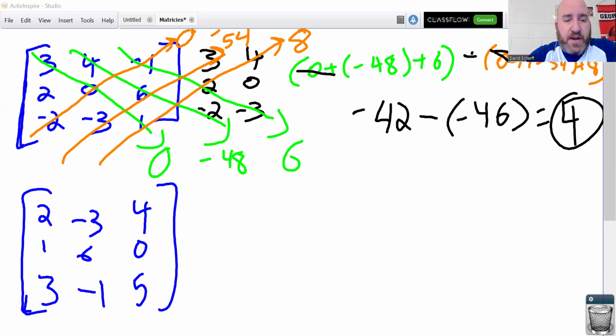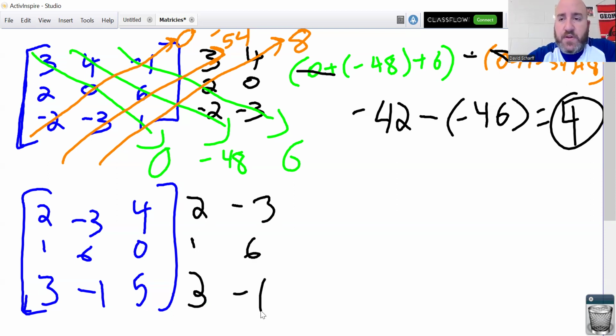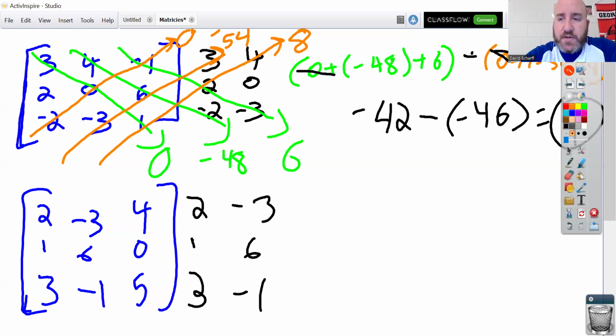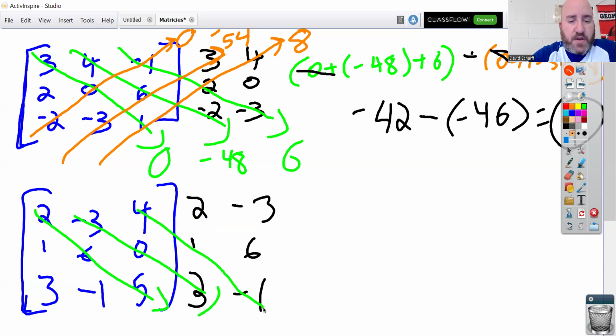I think it's still black. You got to rewrite the first 2 columns. 2, 1, 3, -3, 6, -1. All right. I changed some colors here in my head for a sec. All right. So top left and bottom right, going here, here, here. 2 times 6 times 5. Again, I see 2 times 5 is 10, times 6 is 60. -3, 0, and 3 is 0, because there's a 0 in there. 4, 1, -1 would be -4.